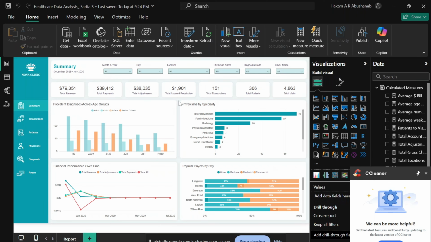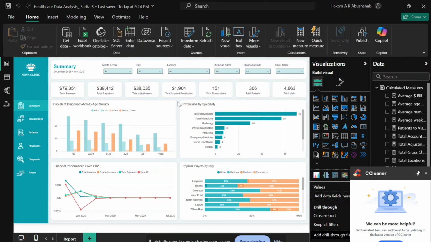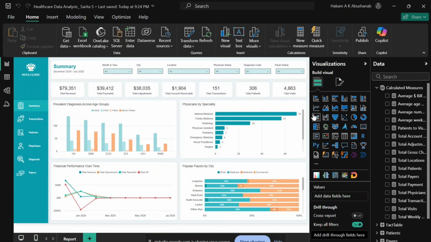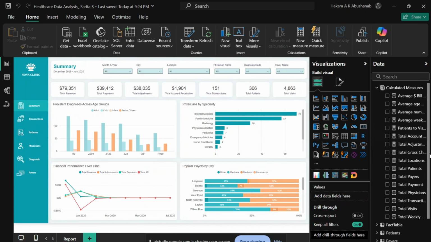Yes, I can see the report. It appears to be a healthcare data analysis report with various charts and data visualizations. It includes information on total revenue, payments, adjustments, transactions, patients, and visits. It also breaks down the data by age group, physician specialty, and city. Is there a specific aspect of the report you want a summary of?